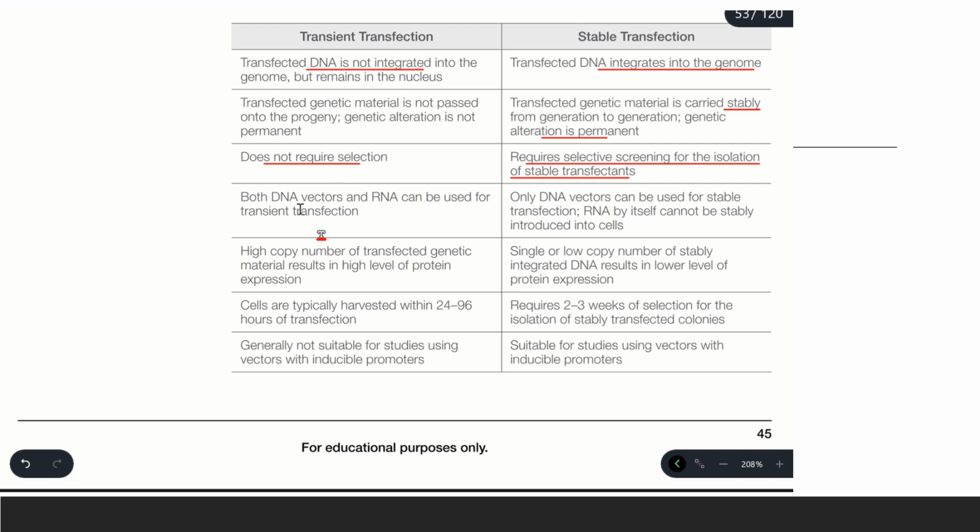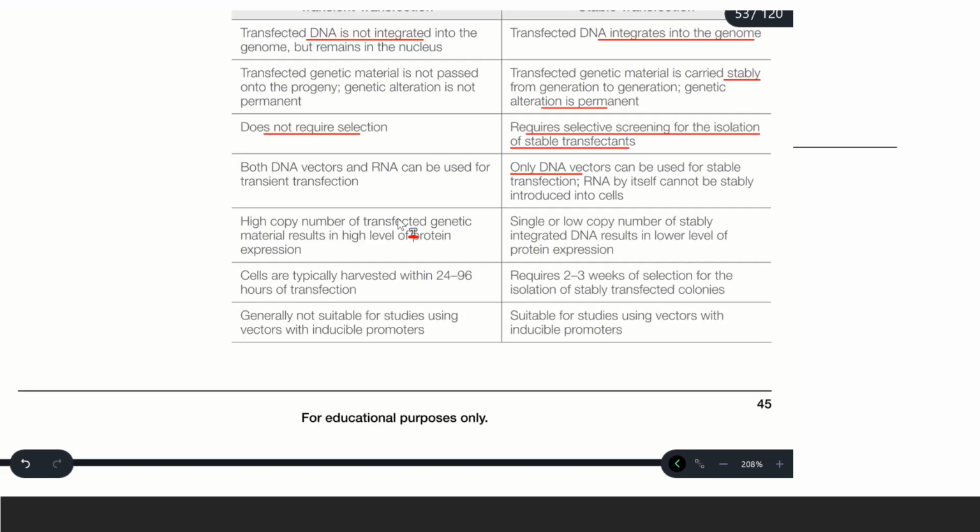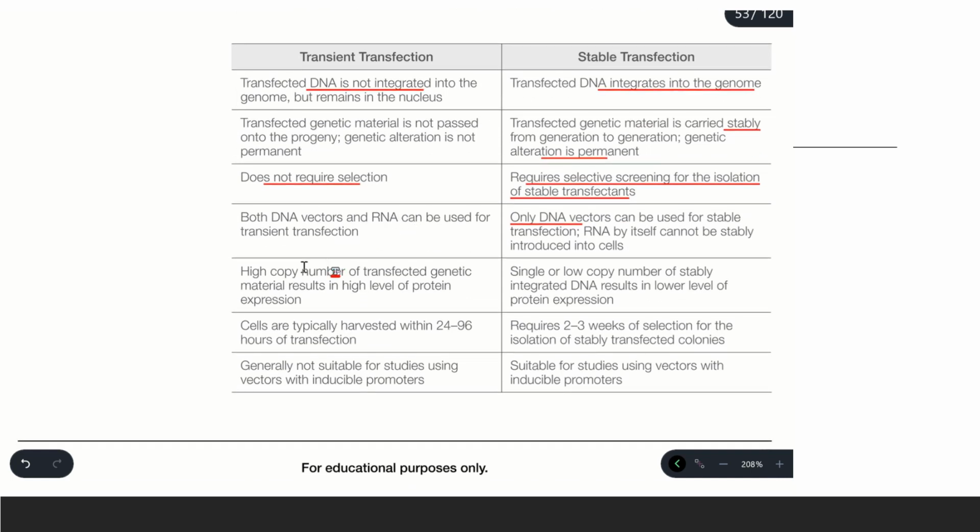So for the transient transfection, both DNA vectors and RNA can be used, and then in the stable transfection, only DNA vectors can be used. RNA by itself cannot be stably introduced into cells. So in the transient transfection, you have a high copy number of the translated genetic material, which results in a high level of protein expression. But in the stable transfection, you have a single or low copy number of the stably integrated DNA, which results in a lower level of protein expression.